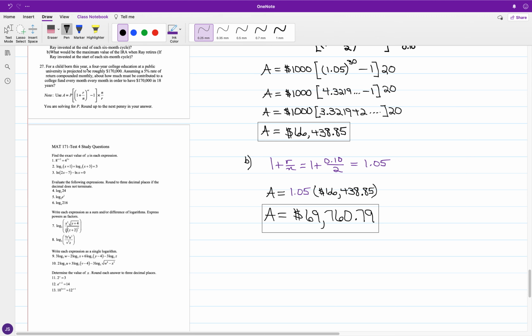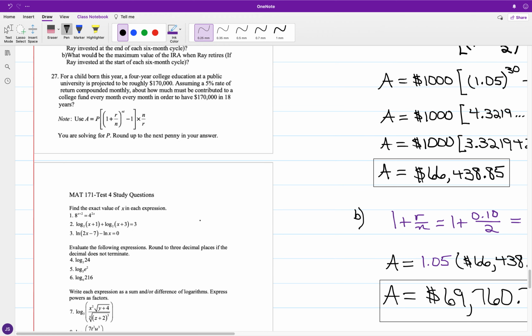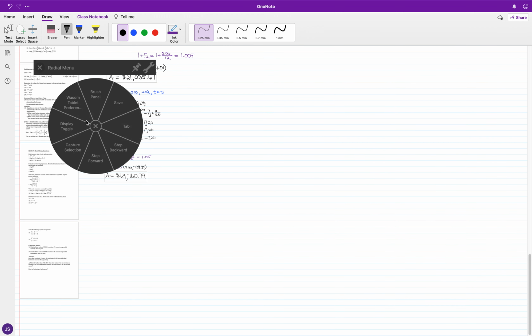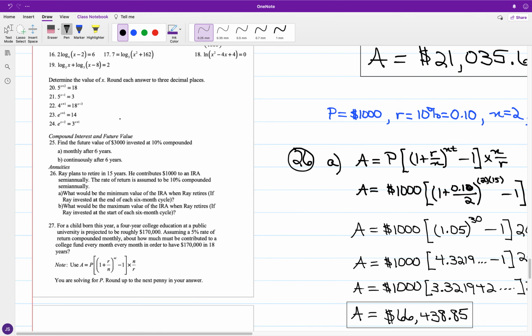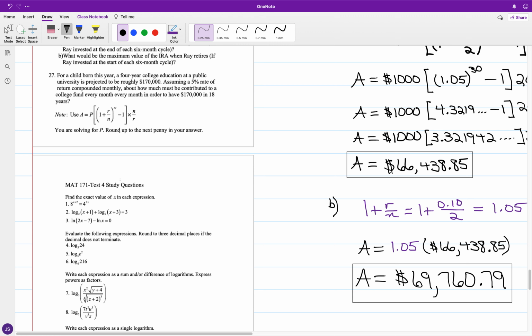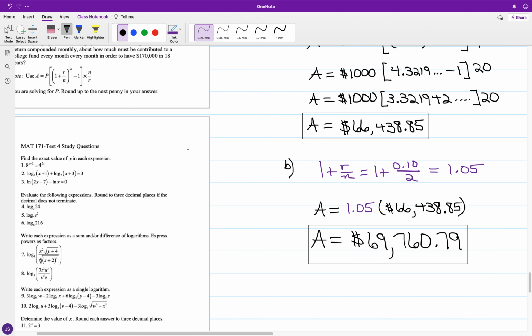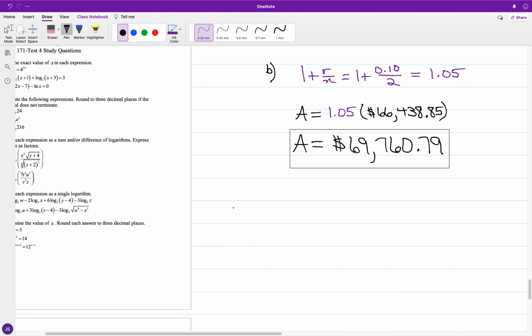Say if you're looking at a future goal, and if you notice for number 27, you're looking at an 18-year plan to arrive at $170,000 for a child's 4-year college education. And here we have a 5% rate of return, and the compounding is going to be done monthly. So we're looking at how much must be contributed every month in order to have this particular amount in 18 years. We're looking at this future value formula, but now the 170 grand is the future amount, and we're solving for P. It says to round up to the next penny in your answer, not the nearest, but to the next.